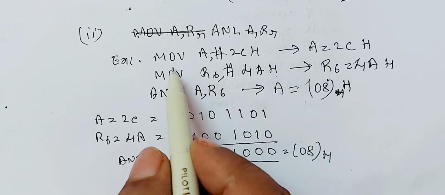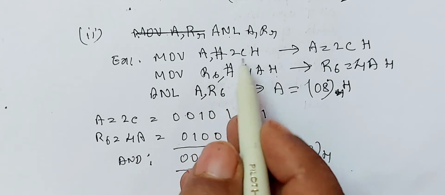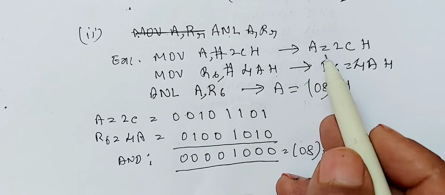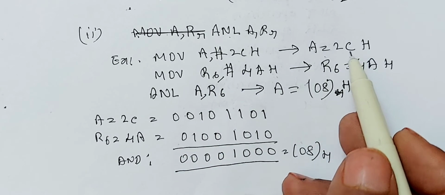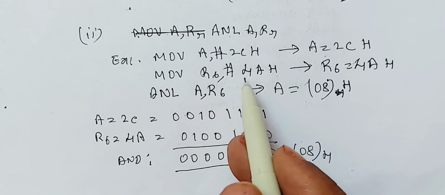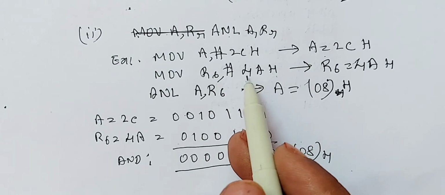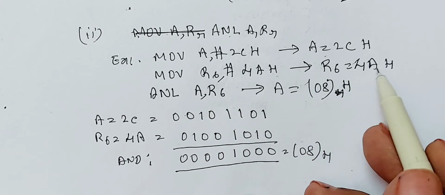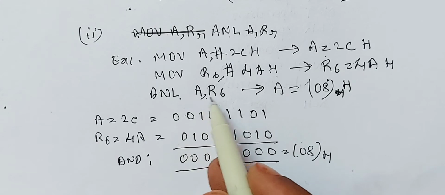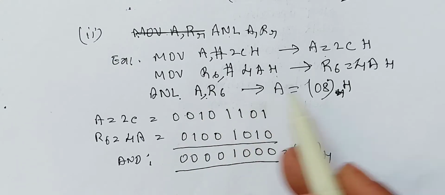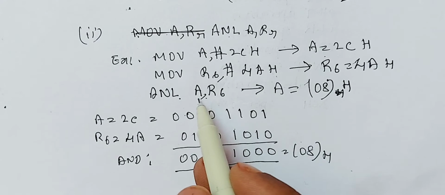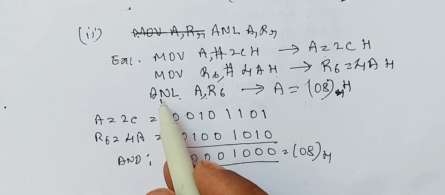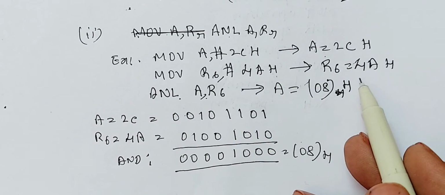Example, move A comma hash 2C. That is, we have loaded the value 2C into the register A. Now A contains 2C. Next, move R6 comma hash 4A. Move the content 4A to the register R6. That is, R6 is equal to 4A. AND logic A comma R6. Content present in R6, that is 4A, and the content present in A, that is 2C, are in AND operation.